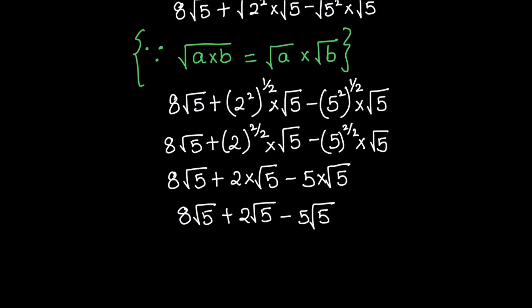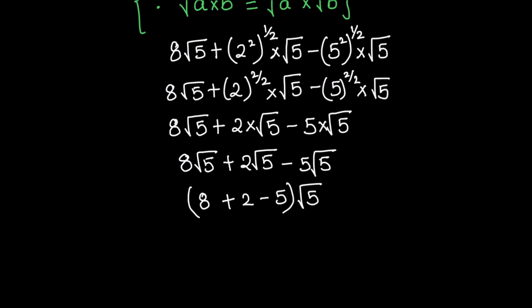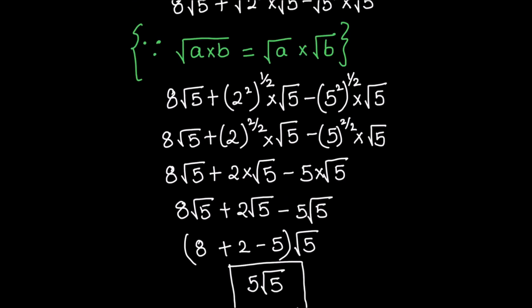In all these terms, there's one common number which is square root of 5. So we can take that common. So that's 8 plus 2 minus 5 times square root of 5. 8 plus 2 is 10. 10 minus 5 is 5. So that's 5 square root of 5. This is our final answer. So this is how we solve these kinds of radical expressions.